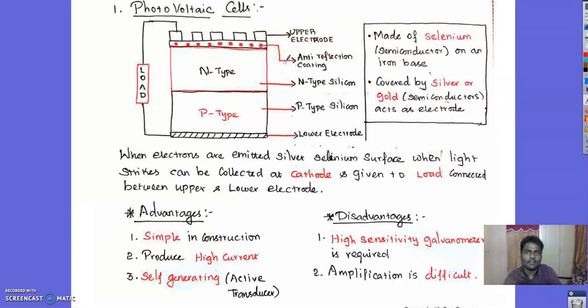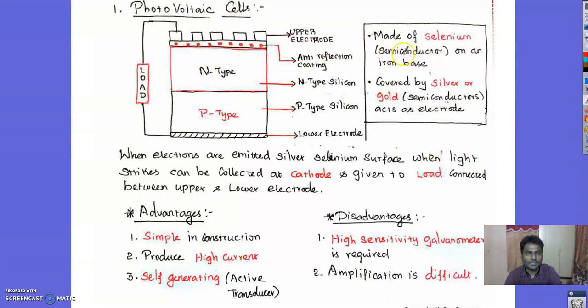Why? Because the light rays may be reflected. We should know that if light rays are reflected, the amount of energy produced will be reduced. So in order to avoid that situation, we use an anti-reflection coating, which will not let the light energy reflect off the surface. This N type will act as a cathode, and this P type will act as an anode. When light falls on the cathode, it emits electrons, which pass to the anode and are given to the load, as in the diagram.